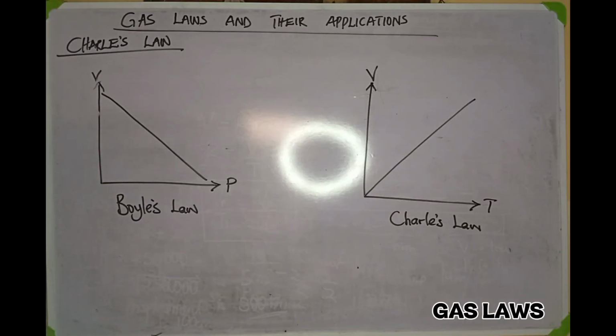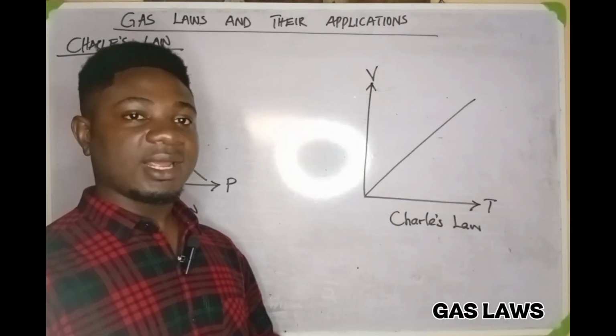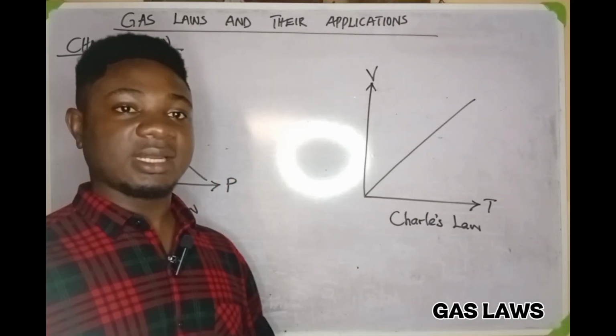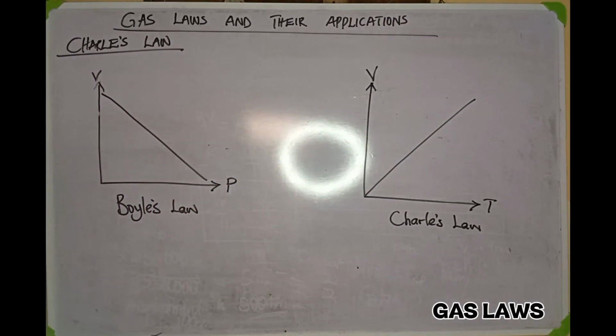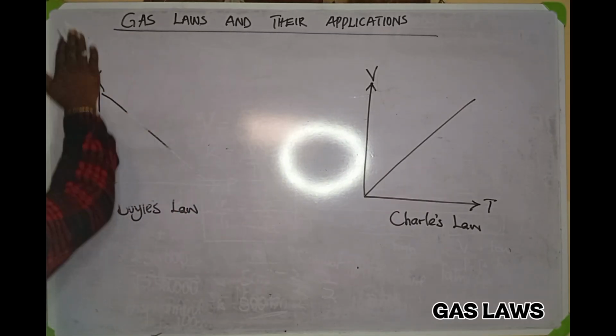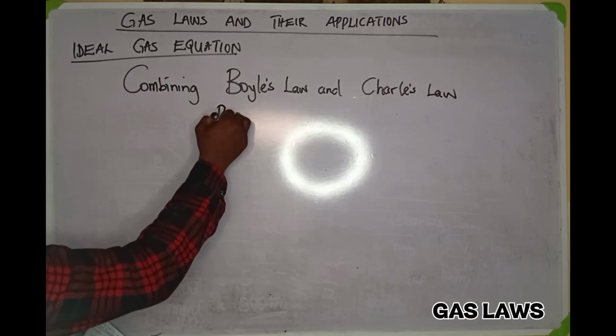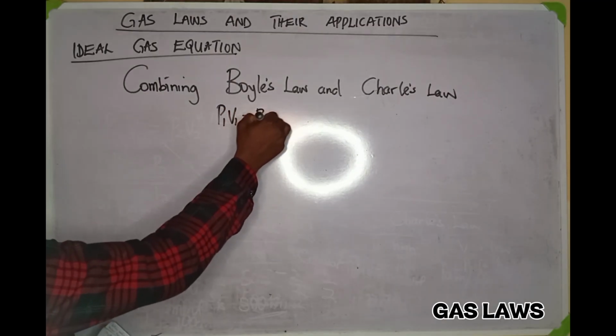Now the next thing we're looking at is the general or the combined gas law. When I combine Boyle's law and Charles' law, I get the general gas law. And here is the formula for the general gas law. Look at this. Remember, Boyle's law states that P1 V1 equal to P2 V2.